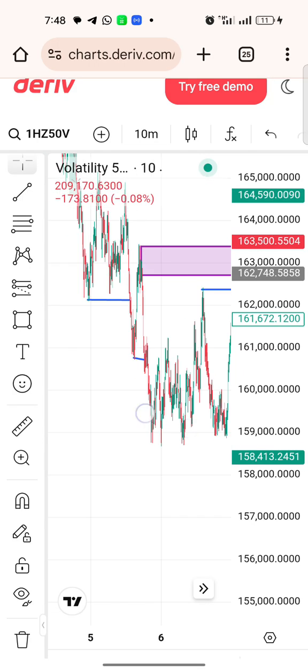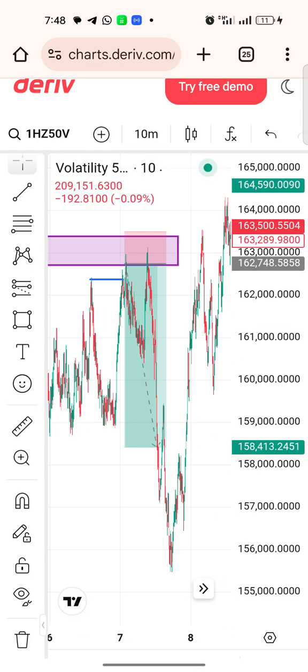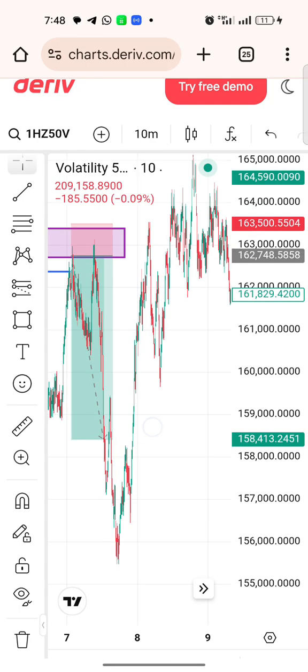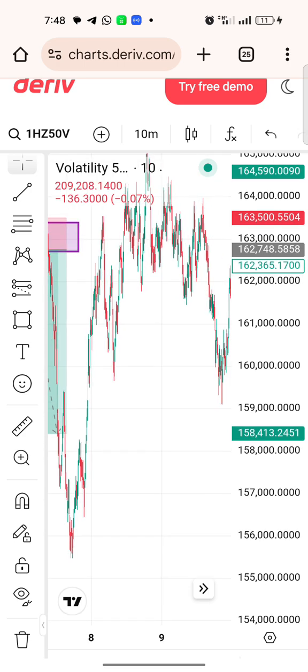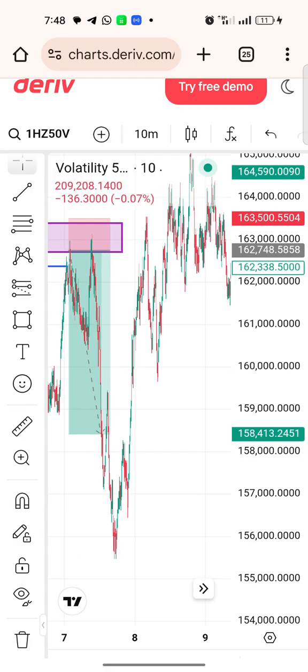So that's just what it is: structure, liquidity, point of interest. It's that simple. Most people are just trying to bring out big grammar, big words. It's just what it is. That's just what I've shown you. It's as simple as ABC. Let's do one more example.